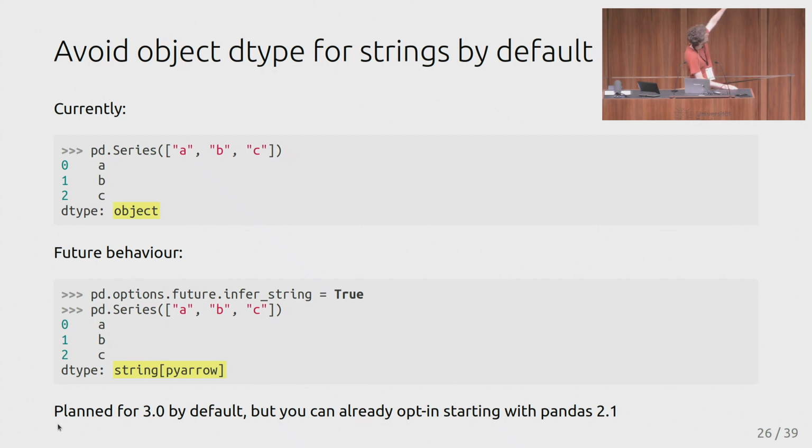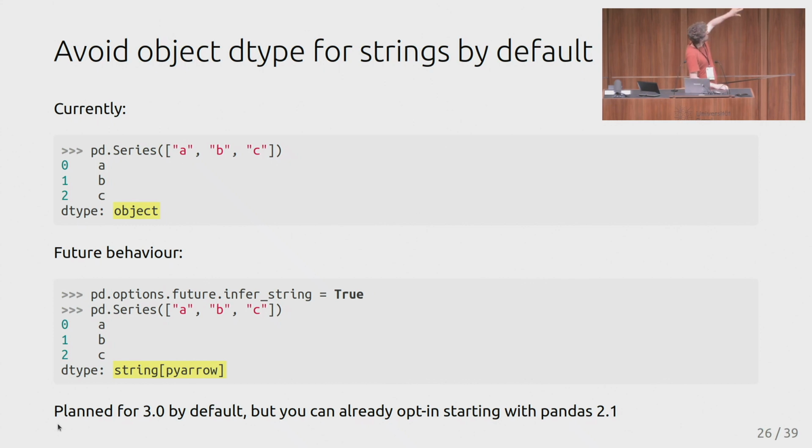You can already enable it with that option in the upcoming release, and it will become the default in 3.0. Here you see I created the same series, but now we infer that you passed all strings, we will make this a string data type. Similarly, if you would read data from any of our I/O formats and you have a column of strings, we will use this data type.